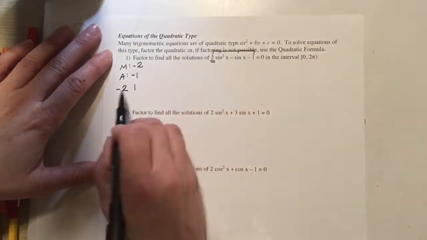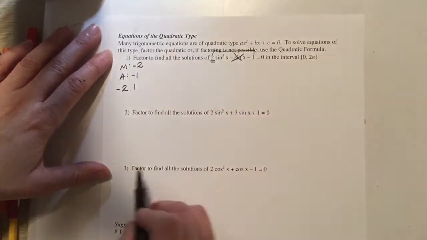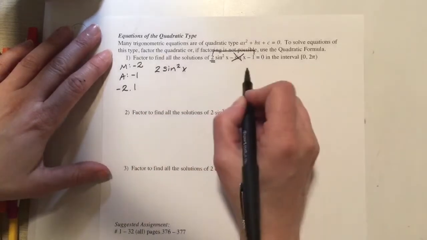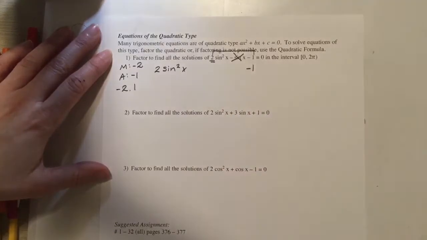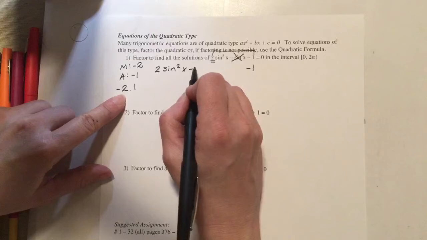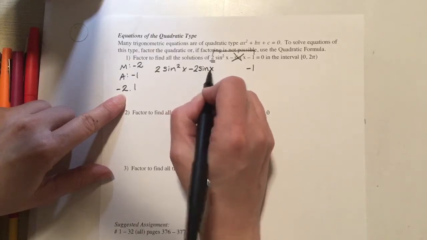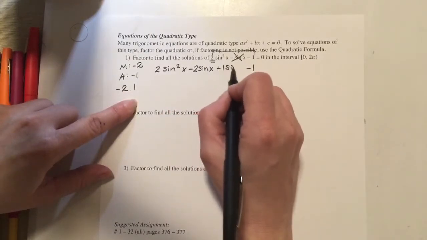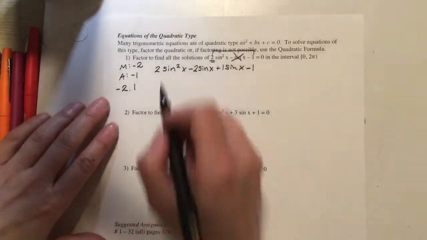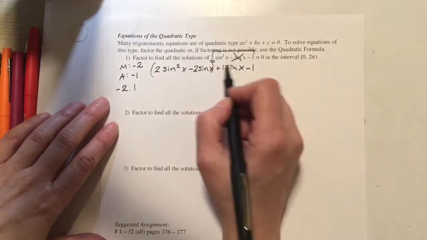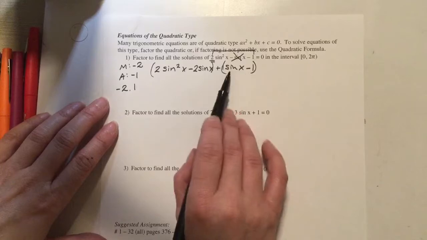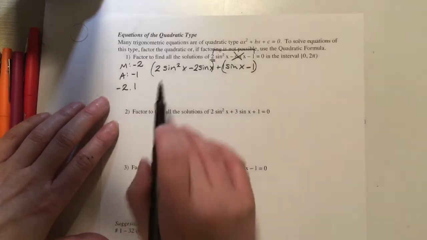Because of the number in front, these 2 numbers replace the middle term. The first term stays, 2 times sine squared of x. The last term stays, minus 1. The middle term was just a sine of x, so it's minus 2 with the sine of x plus 1 with the sine of x. Now I have 4 terms. If you have 4 terms, you use what's called the grouping method. You group the first 2 terms, you group the second 2 terms, and now we continue to factor.